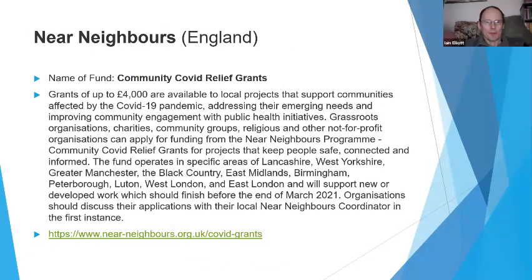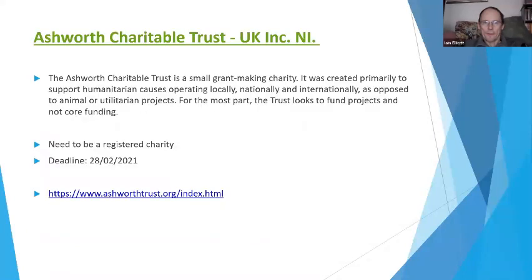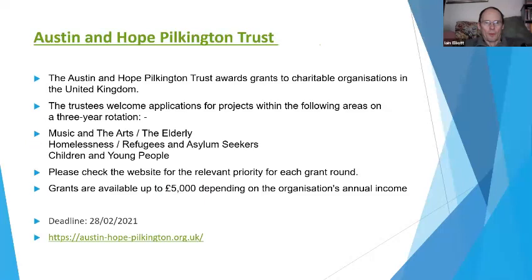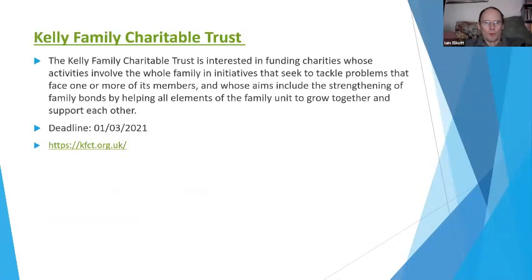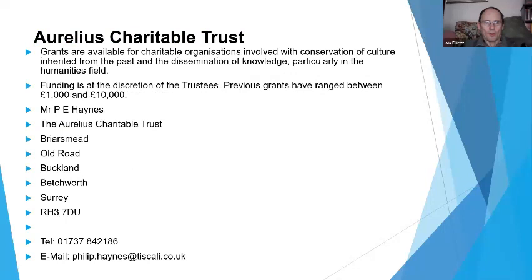Near Neighbours, grants of up to £4,000 are available to local projects that support communities affected by the COVID-19 pandemic. Includes West London, and they're suggesting you get in touch with their Near Neighbours coordinator. So that one's gone. Aurelius Charitable Trust. Grants available for charitable organisations involved with conservation of culture inherited from the past.